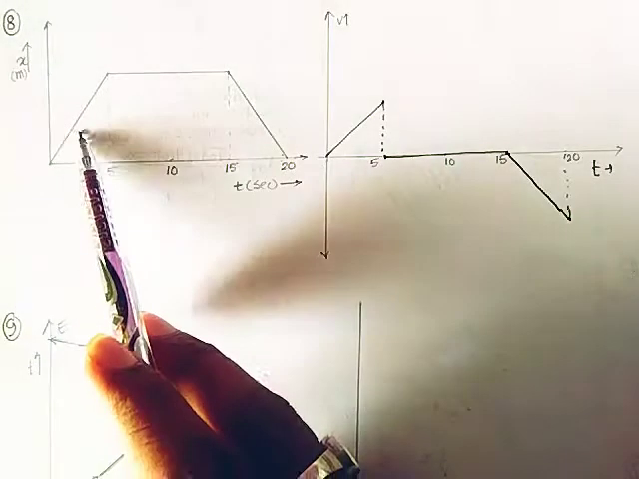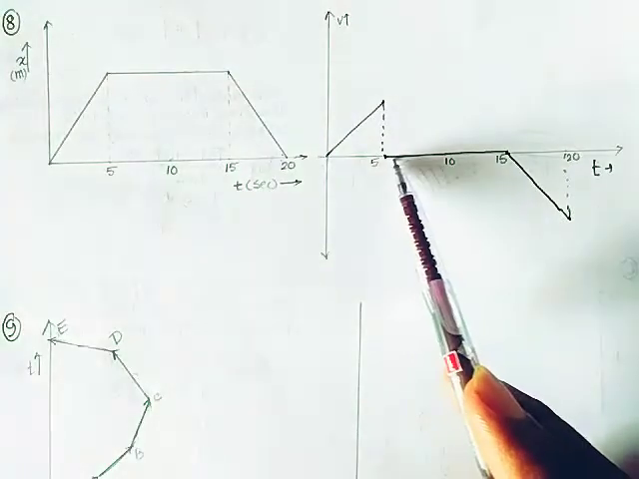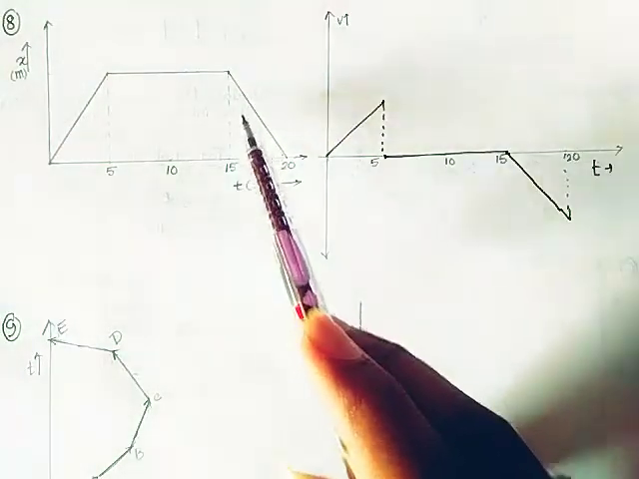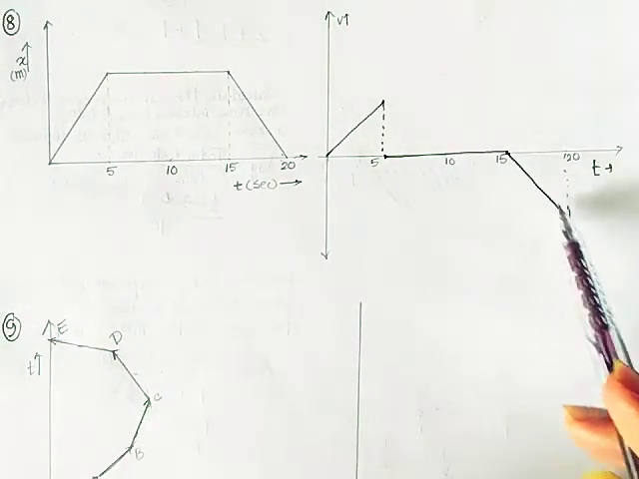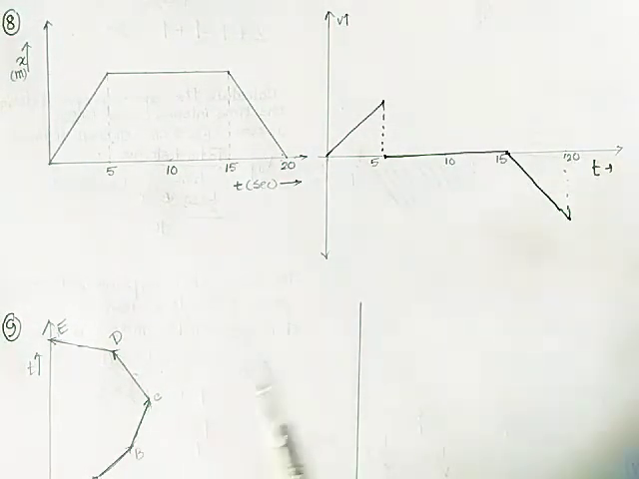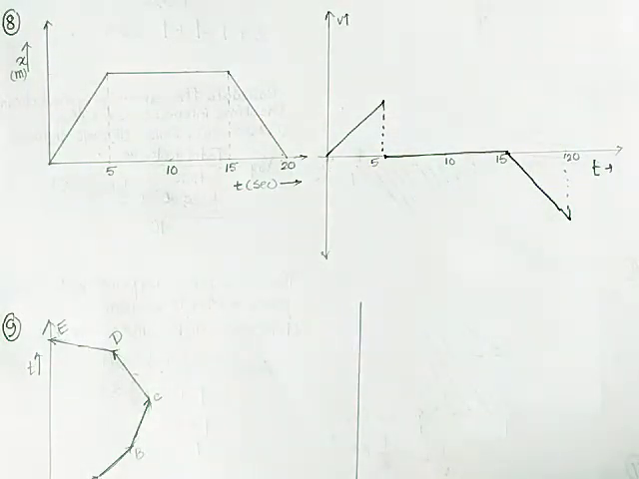Here the slope is positive, so it is on the positive half. Here the slope is 0, so it is parallel to the time axis. Here the slope is negative, so it is on the downside, on the negative side of the velocity axis.